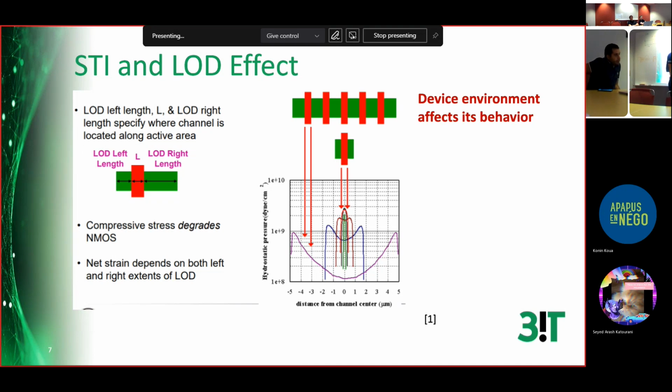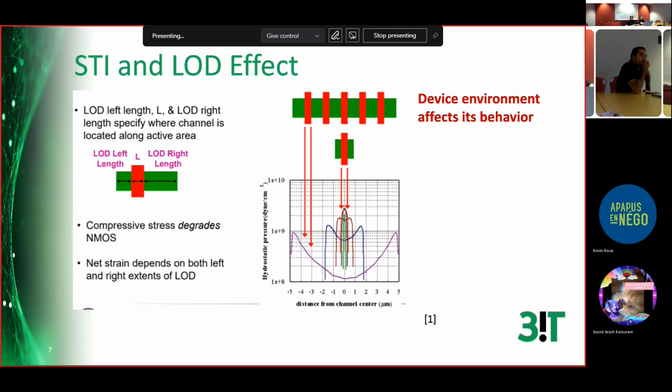So the stress is that high, and so the performance, for example the PT, the pressure and so on, change; the delta is very high. But because you put the dummies, you extend the LOD to minimize it. The longer your LOD, the less your stress.